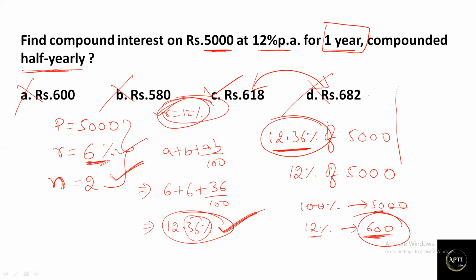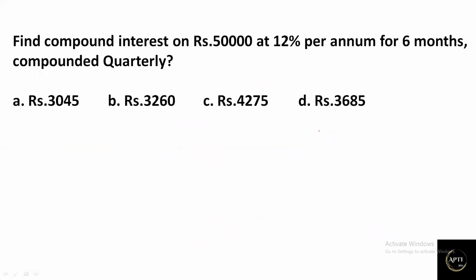Okay, just only cross multiplying the values. Okay, and I hope you all are clear with this. We'll move on to the next question.